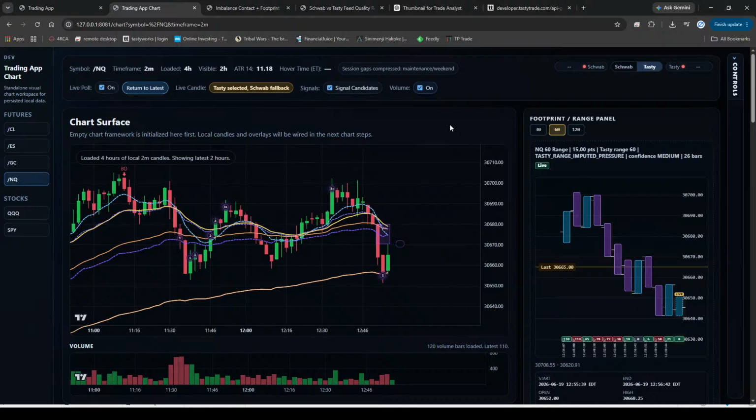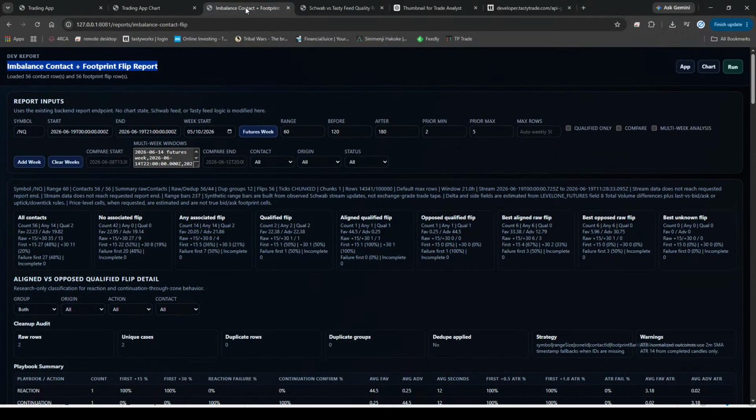Okay, so I believe last week I may have shown this imbalance report, and what we'd found in doing our work. Let's see.